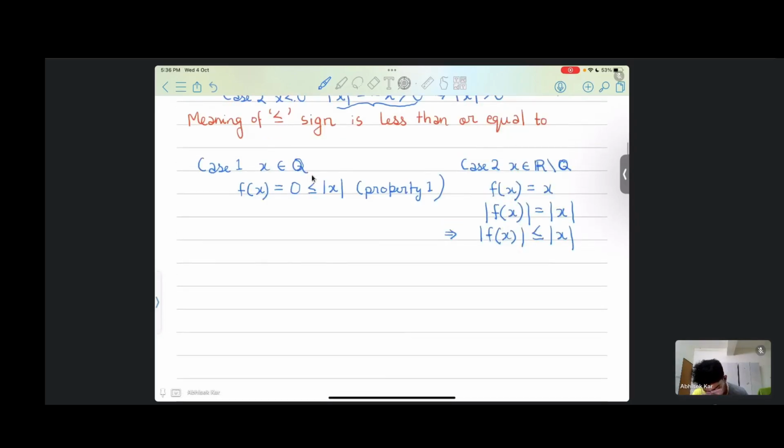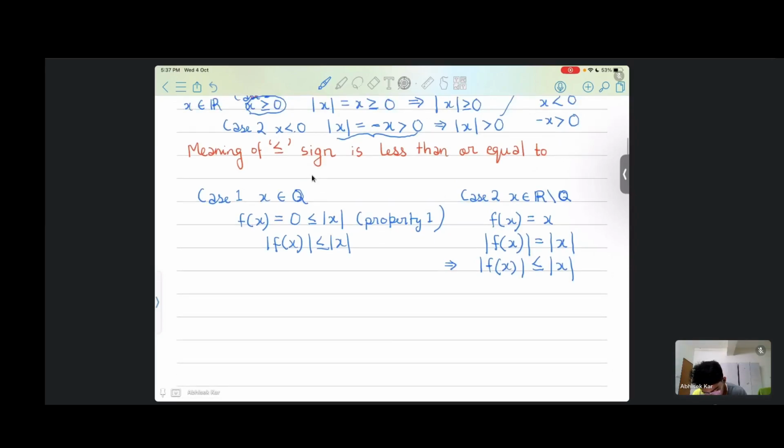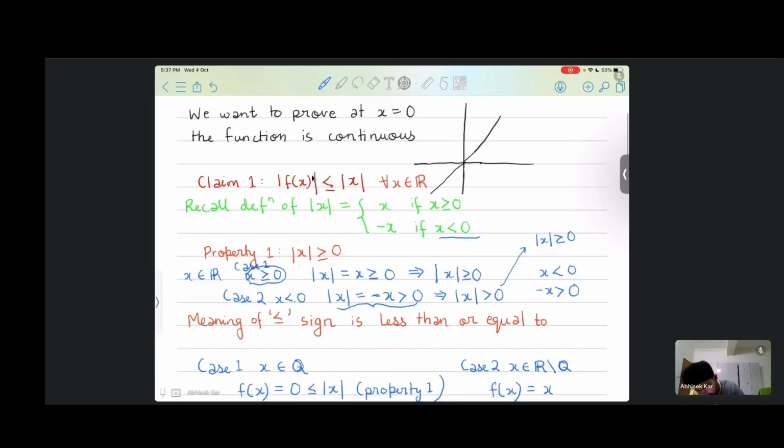So now in both the cases I have shown that mod of f(x) is less than or equal to mod of x. In this case also mod of f(x) is less than or equal to mod of x. So for any real number, it is either rational or irrational. In both the cases I have shown that this holds. So claim 1 is proved.